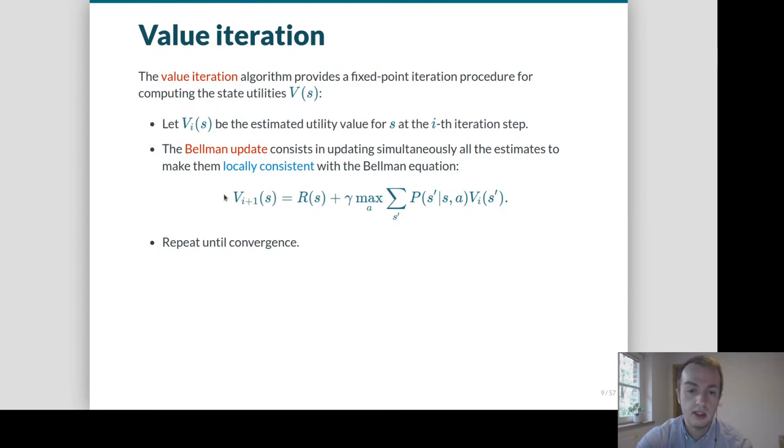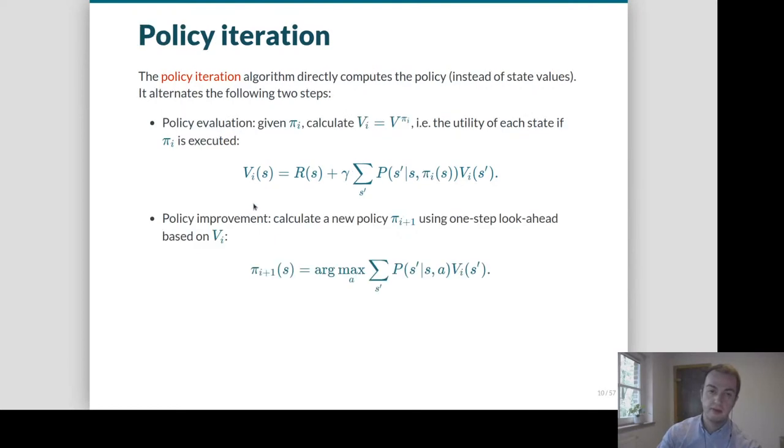And concretely, that means that the next value at the next iteration i plus 1 for the state s is equal to the immediate reward R(s) plus a one-step look-ahead based on the current utility values, right? And then the idea is simply to repeat these Bellman updates until you reach convergence, okay? So until you don't see any more changes in these V values. And what we saw more specifically is that not only will this converge, but it will converge to the optimal, to the correct V values.